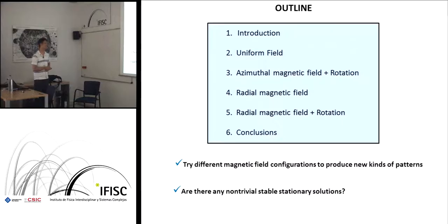And now, what I would like to do is, let's try different kinds of magnetic field configurations and see what we can do analytically, what we can calculate. And keep in mind that I'm searching for non-trivial stationary solutions. And that's because I'm able to calculate analytically, in some cases, fully nonlinear stationary solutions. And I want to compare them with a perturbative analysis, right?